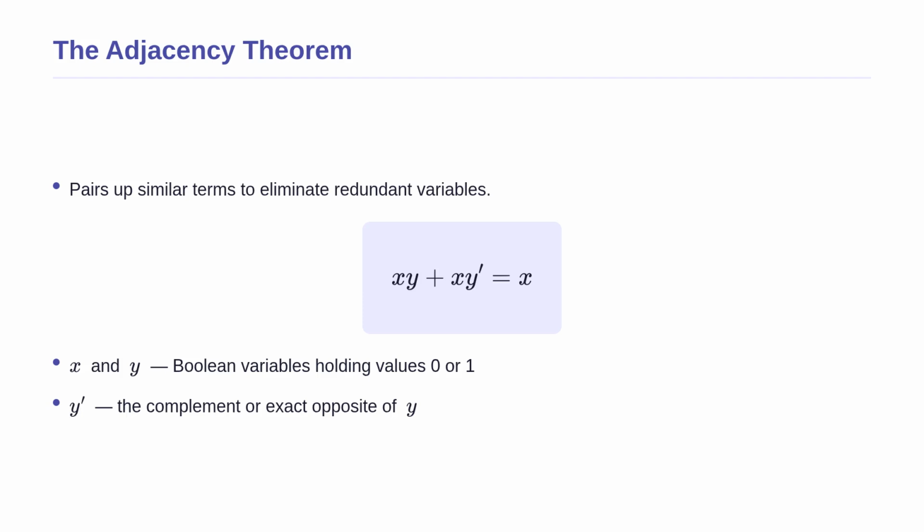To reach this minimal form, we rely on core rules of Boolean algebra. The most powerful tool is the adjacency theorem. Conceptually, if a result is true when y is true and also true when y is false, then y does not actually matter. In this formula, x and y are Boolean variables holding values of 0 or 1, and y prime is the exact opposite of y. Because y must be either 0 or 1, one of those two terms will always just be x, allowing us to drop the y entirely.